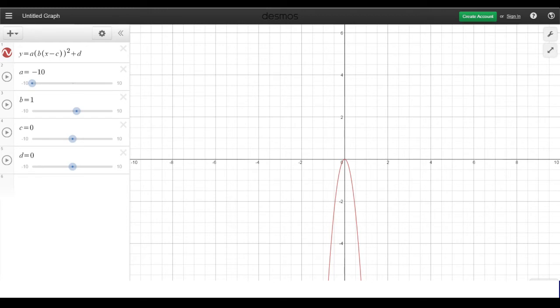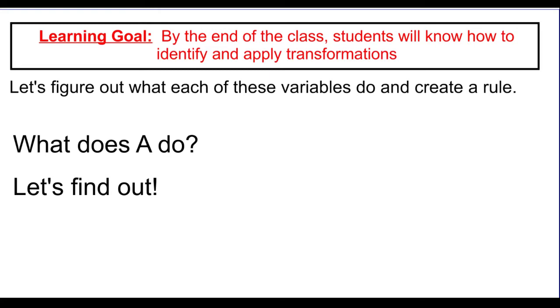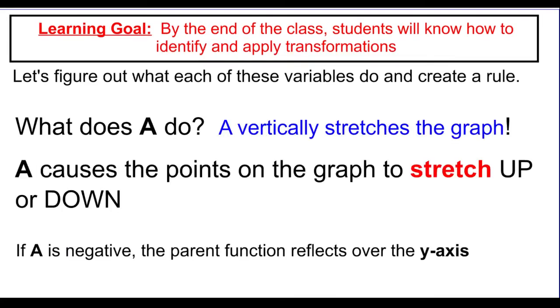Okay, so let's go back to our notes and formally say, what does A do? It looks like A is going to vertically stretch the graph, right? So it's going to make it skinny, or it's going to make it wide. And if A becomes negative, the parent function is going to reflect over the x-axis. It says y-axis on my screen, but let's say that it's going to reflect over the x-axis. It's going to go from the top of the graph down to the bottom of the graph. So it's doing two things we have to watch out for with A.